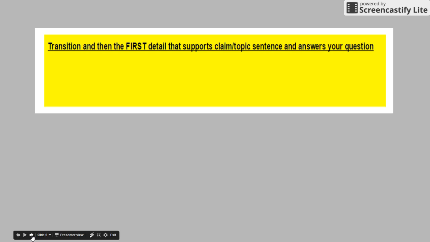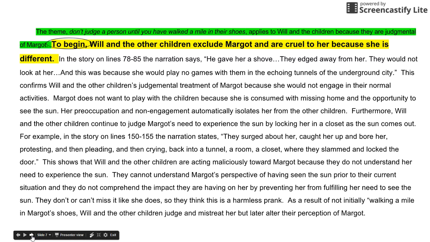If we look at the example from "All Summer in a Day," we start off with the transition word "to begin," and again, we're looking at the yellow sentences here. To begin, Will and the other children exclude Margot and are cruel to her because she is different. So we're looking at the theme, "Don't judge a person," and then we're looking at how this applied to Will and the other children.